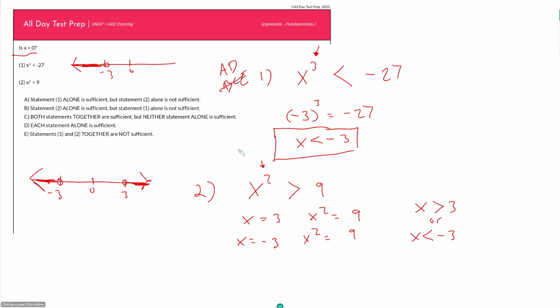In this case, we can't forget to answer our question. Our question is, is x greater than 0? Well, we have values for x that could be greater than 0 and ones that aren't greater than 0. So statement 2 is actually insufficient, and so A is our answer.